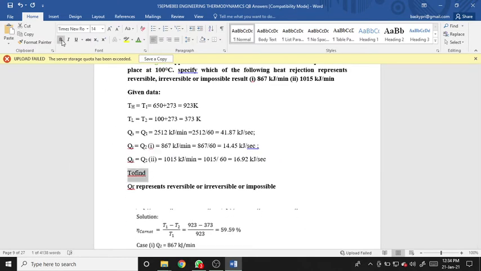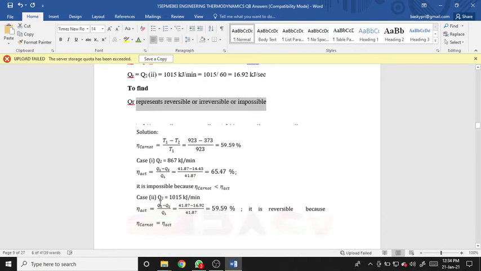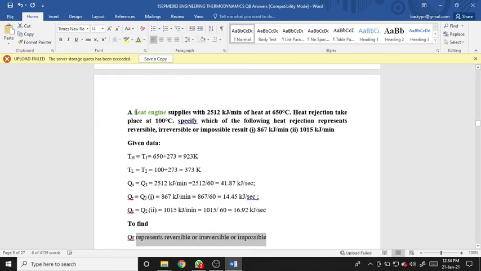Next, we go to the solution. Before going to the solution, we should know the formula for Carnot efficiency as well as the actual efficiency. The Carnot efficiency is always represented in terms of temperature, and the actual efficiency we know is output by input, that is, work done by heat supply. I will come to them one by one. First we are going to find the Carnot efficiency for the heat engine. In the question they gave us a heat engine. There are three devices: a heat engine, a refrigerator and a heat pump.